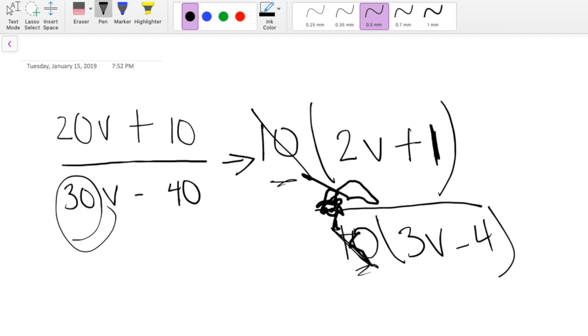but I hope you understood what we did. So we took a 10 out, that left us with 2v plus 1, and then we took a 10 out in the denominator, we had 3v minus 4.